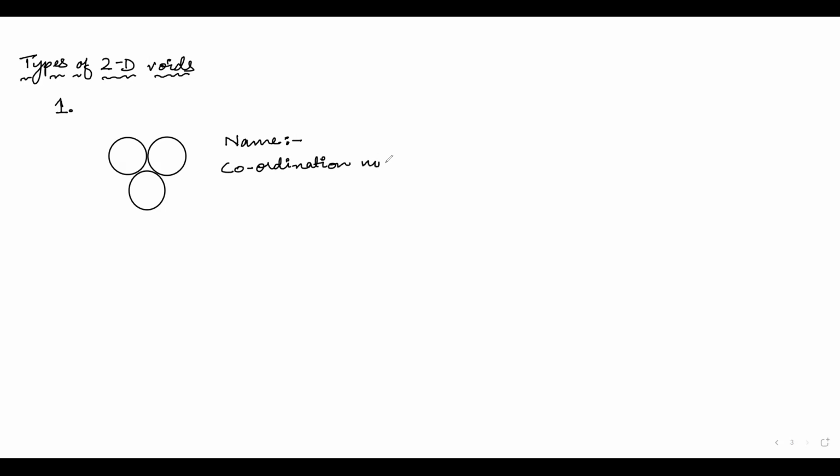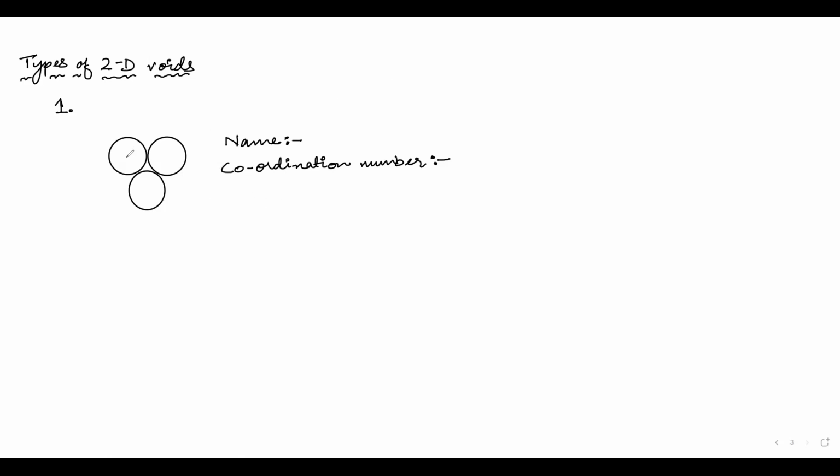Coordination number. Coordination number means just that: how many friends it has. You just have to remember how many friends it has. You have to know its name, and you have to know its coordination number. Now, name is very easy.